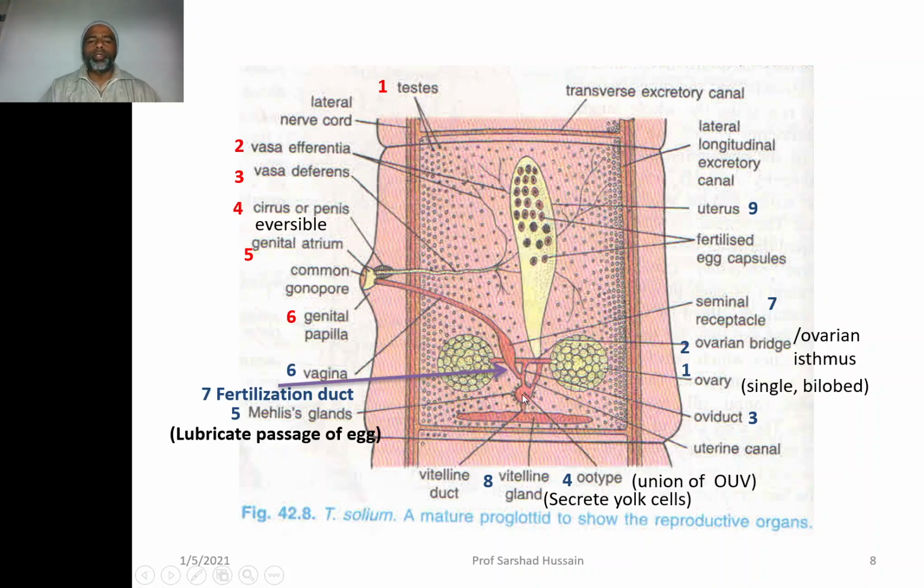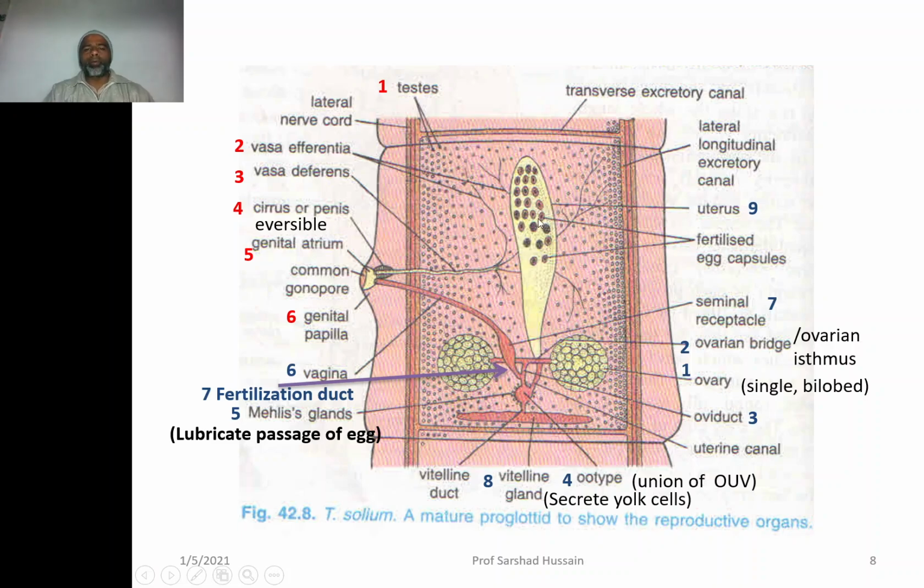This ootype in turn receives the vitelline duct from the vitelline gland. This is the gland which gives rise to the yolk portion of the egg. As I have already told you in the characteristic features, the eggs are produced in the ovaries but they are yolkless, and the yolk is given by the vitelline gland. Then the yolk is deposited on the egg, and the egg moves through this tube into the uterus. This is the uterus where the fertilized egg will be.